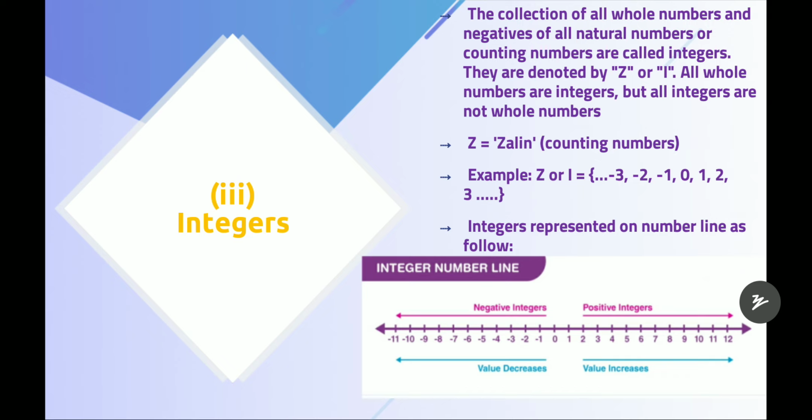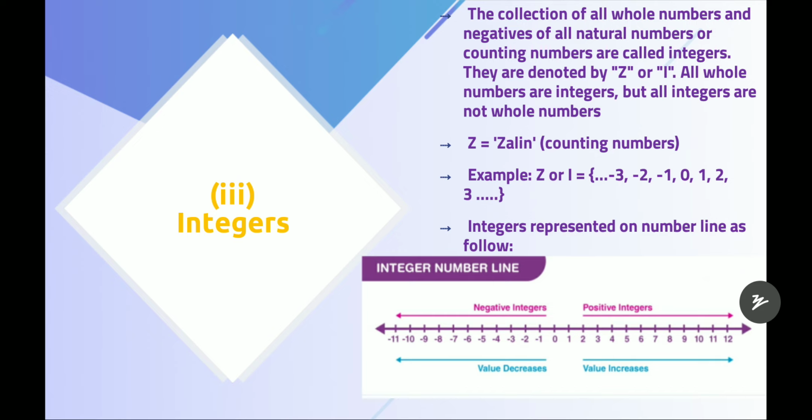So these are all called integers, meaning the collection of negative numbers along with positive numbers, the collection of whole numbers and negatives of natural numbers. These are denoted or expressed by the symbols Z or I. All whole numbers are integers, but all integers are not whole numbers. All whole numbers are of course integers, right? Whole numbers contain 0 onwards, and integers also contain 0 onwards till infinity, right? So all whole numbers are considered as integers, but all integers are not considered as whole numbers.